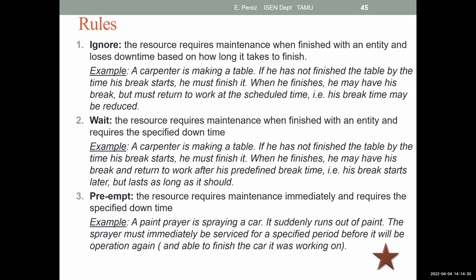The first rule is ignore. The resource requires maintenance when finished with an entity and loses downtime based on how long it takes to finish. For example, a carpenter is making a table. If he has not finished the table by the time his break starts, he must finish it. So what this is saying is you're going to ignore that your lunchtime has started. You need to finish that product before you can leave, but you're not getting that time back.